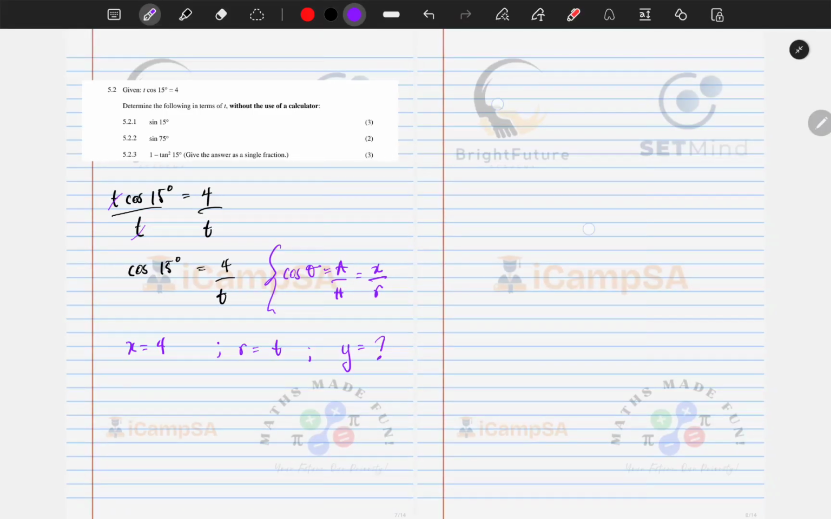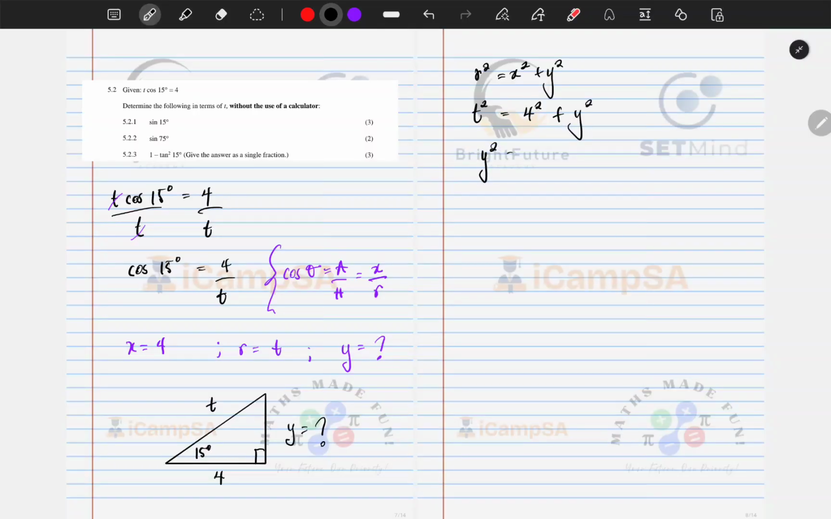So I can simply just draw a triangle. A right angle triangle, and then this is going to be my 15 degrees. I already know that x is 4. I already know that t is r. Then I want a y, right? So I can find y using Pythagoras. So it's going to be r squared is equals to x squared plus y squared. So what is r? R is t, so I'll just have t squared is equals to 4 squared plus y squared.